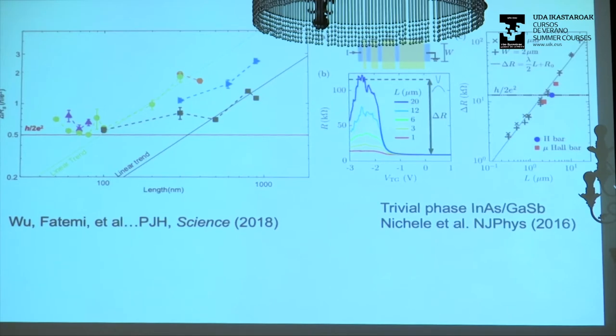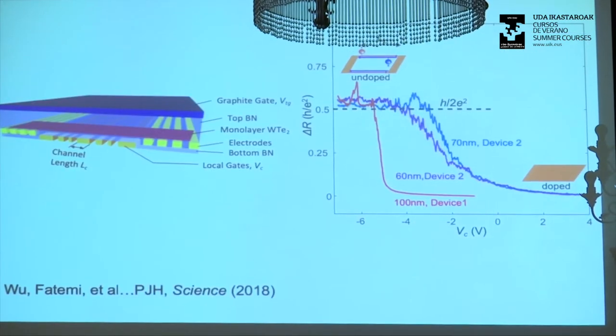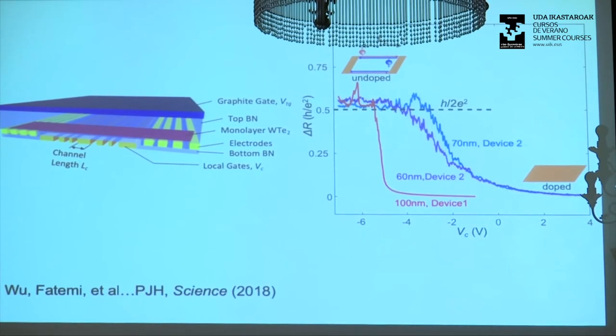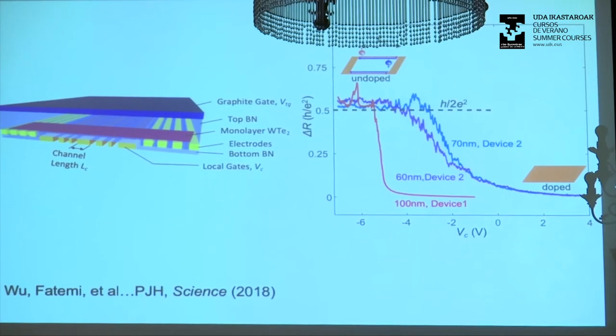So that's one thing that we wanted to check, and indeed, it seems that it saturates. The resistance step doesn't become smaller than h over 2e squared. Now, the other thing that we did is we sat at this plateau. So I'm going to show now a zoom in gate voltage on the plateau here. And we decided to apply a magnetic field. As you know, for two-dimensional time reversal invariant topological insulators, if you apply a magnetic field, you kill the topological protection. So your conductance should decrease, or your resistance should increase.